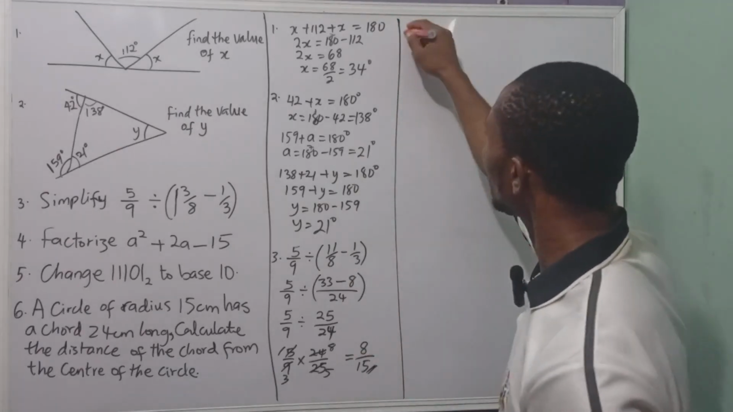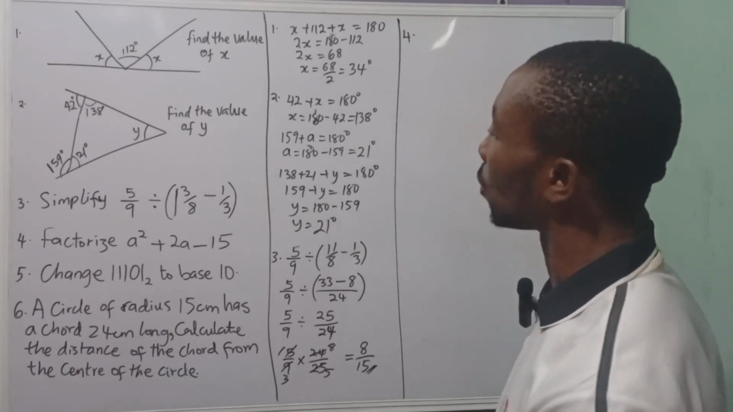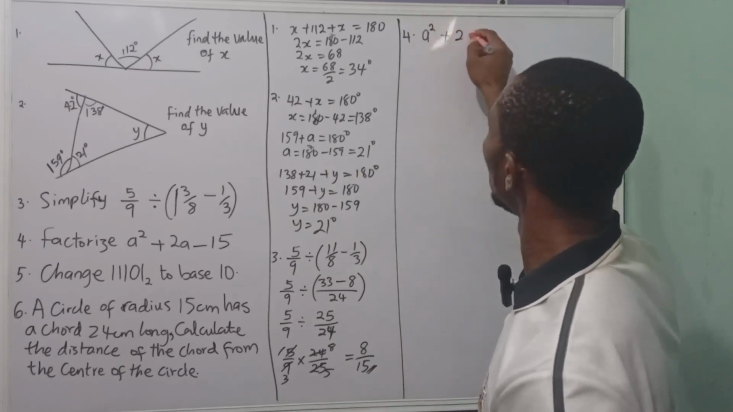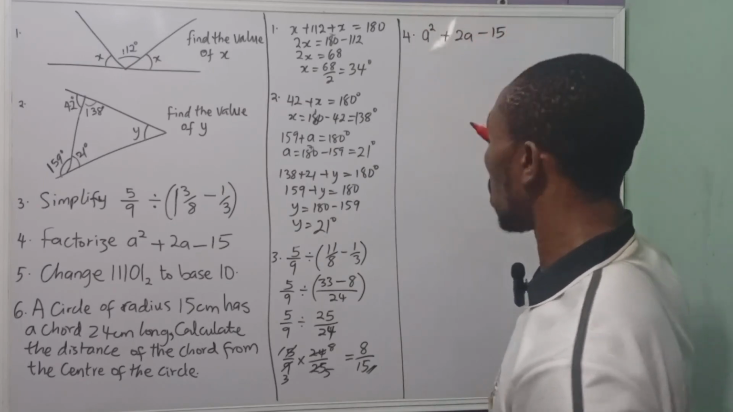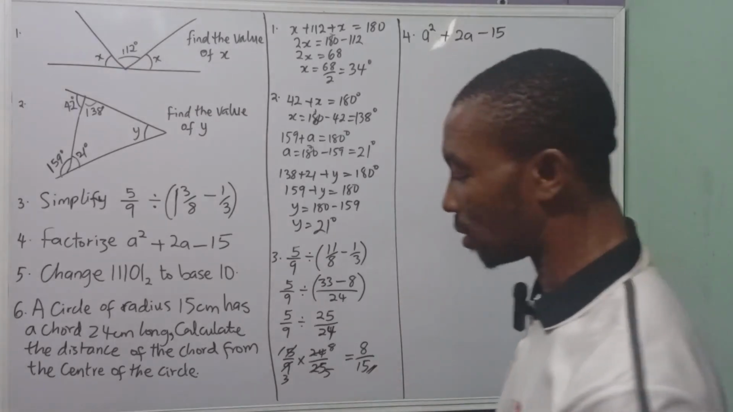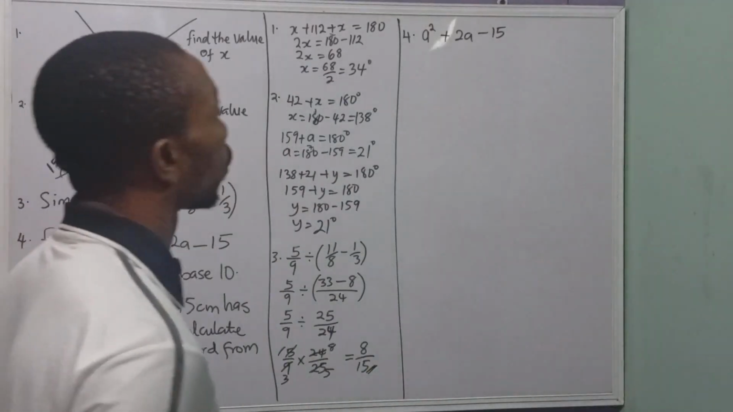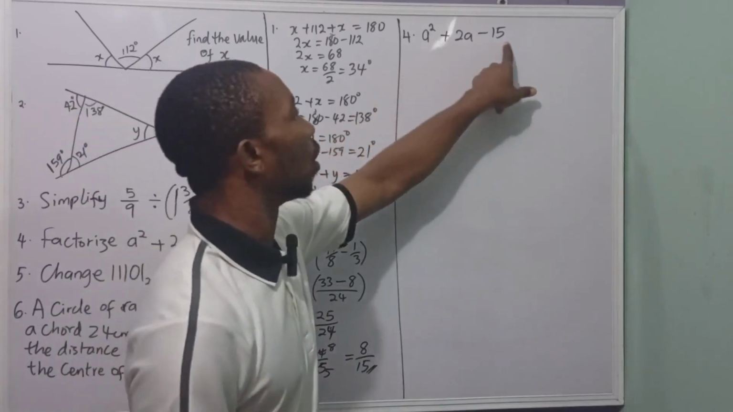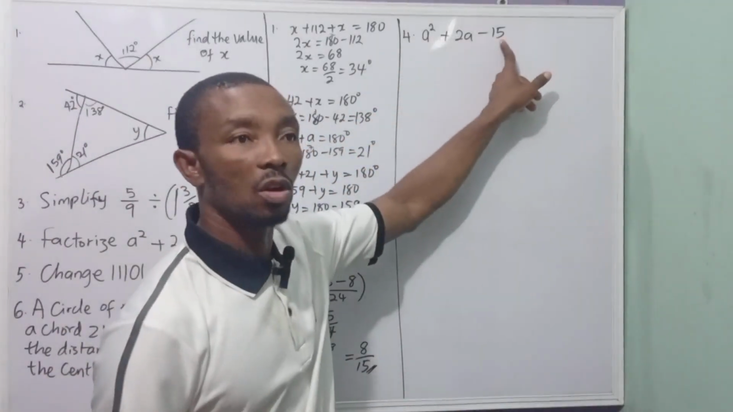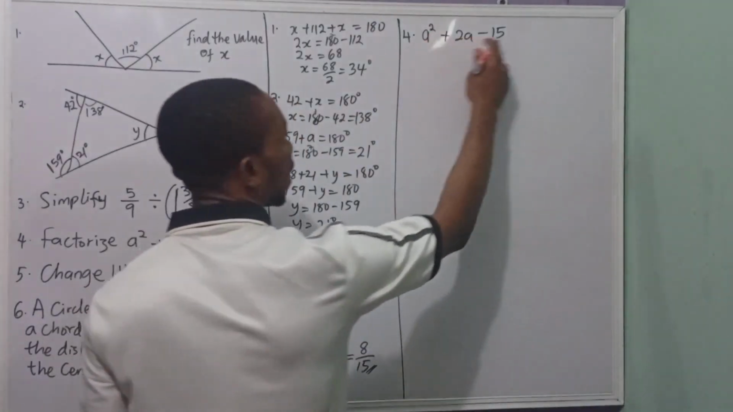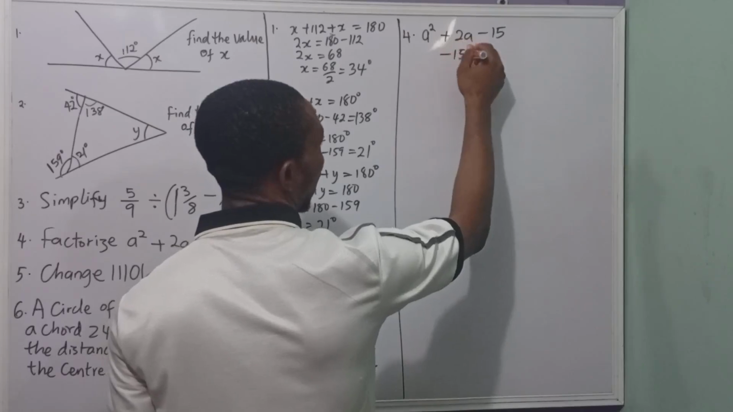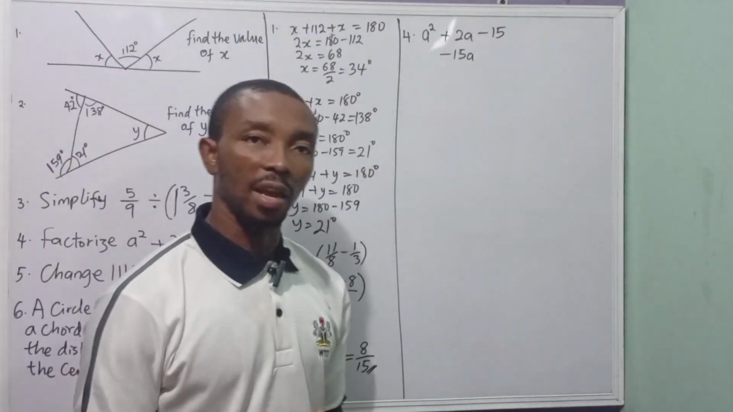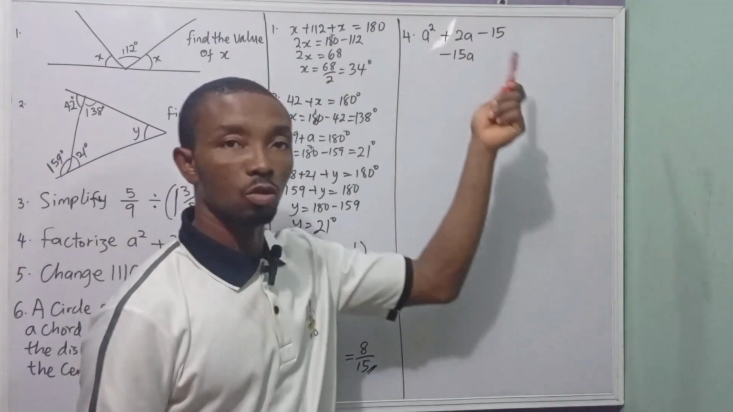Question 4 says factorize a squared plus 2a minus 15. Now, if we are to factorize this equation, we'll first of all multiply the first term and our constant. So this becomes a squared times 15, which will give us minus 15a squared. Then we'll look for the factors of minus 15 that will give us a plus 2.